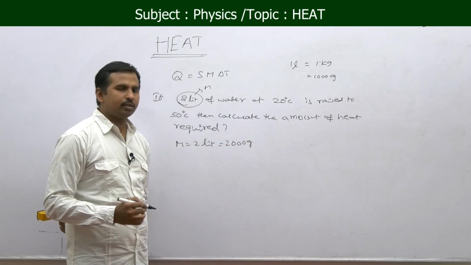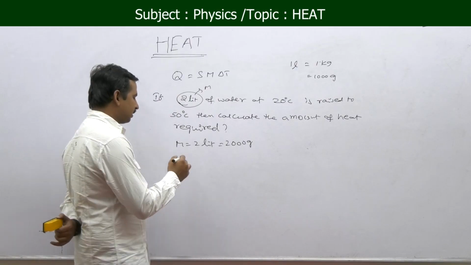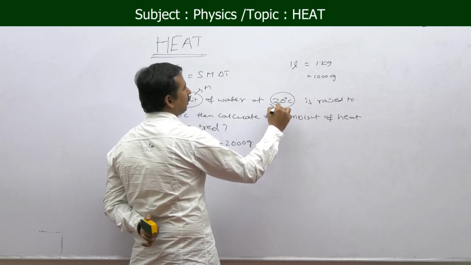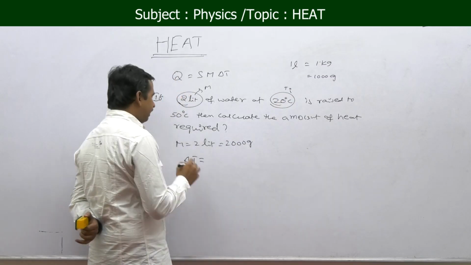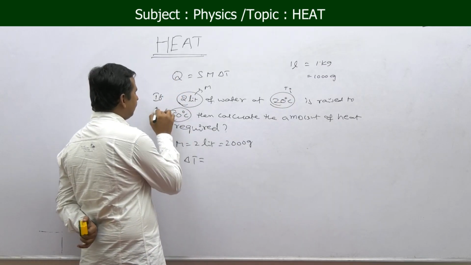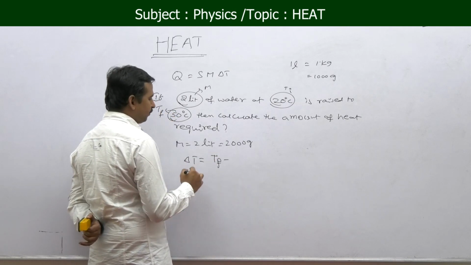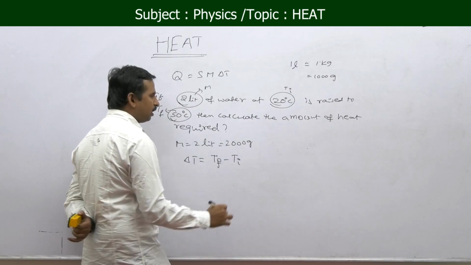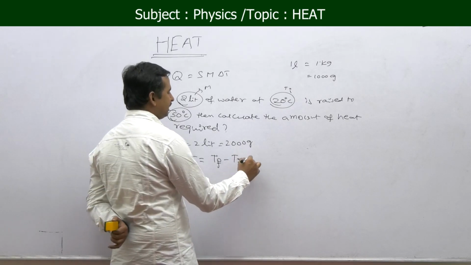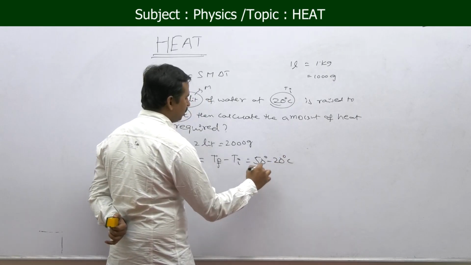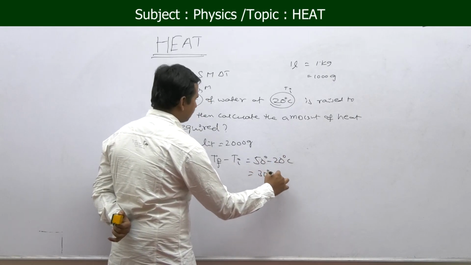So mass is equal to 2000 grams, and we have the change of temperature here. Initially it is 20 degrees Celsius, finally it is 50 degrees Celsius. Then the change of temperature becomes final temperature minus initial temperature, which is 50 degrees minus 20 degrees Celsius, which is 30 degrees Celsius.